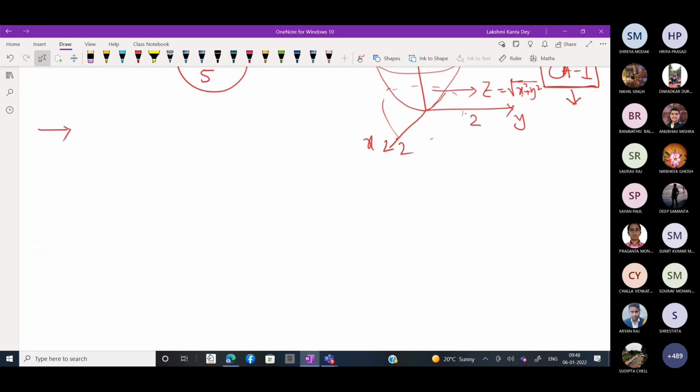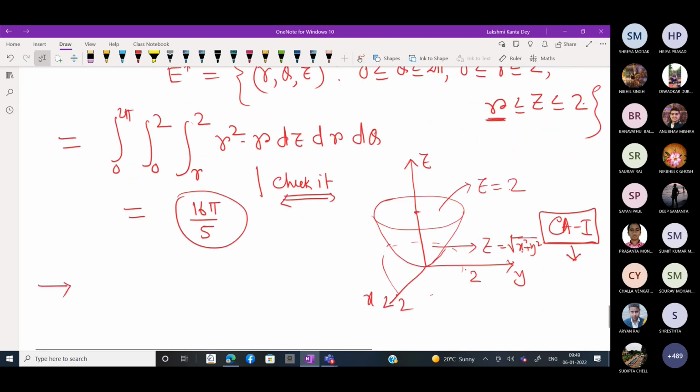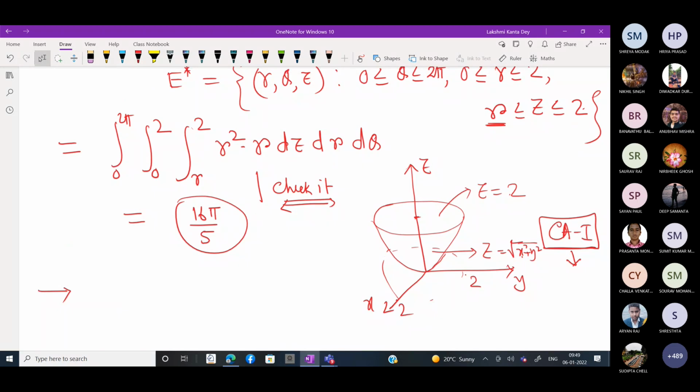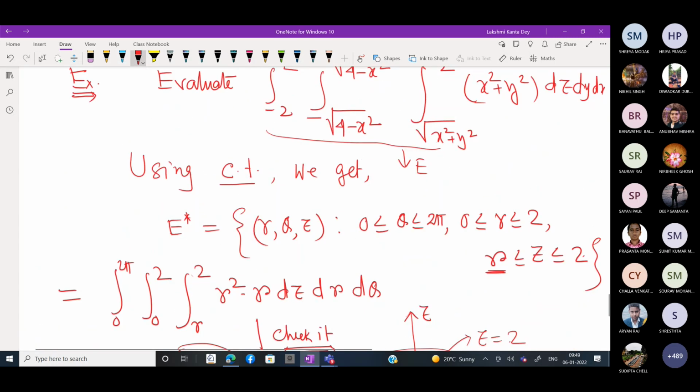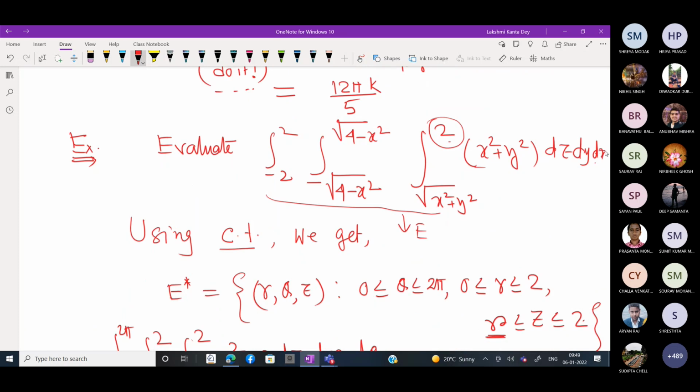Sir, how is R from 0 to 2? R cannot be negative. You know r squared is x squared plus y squared in this transformation, so r cannot be negative. R starts from 0, and the maximum is 2. Z is 2. You have to understand from the given integral. This is your given integration, and you have to understand that z is maximum, z equal to 2.